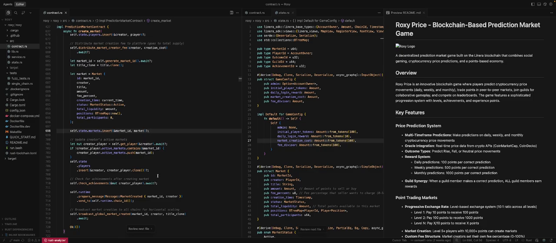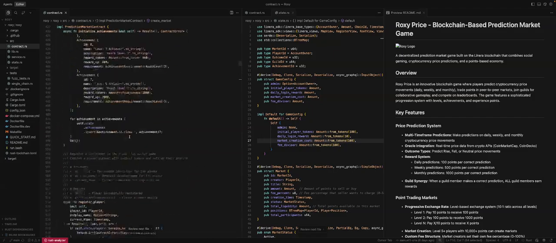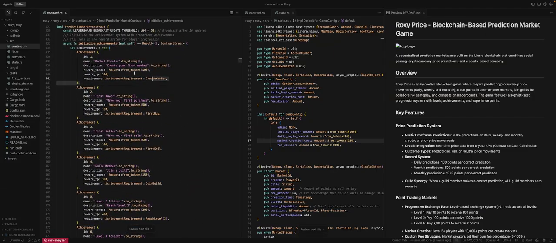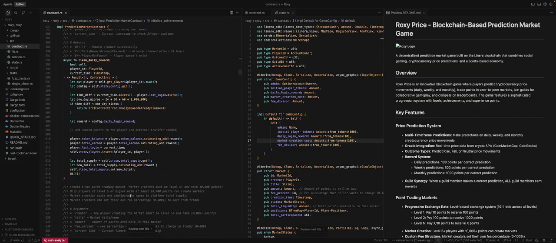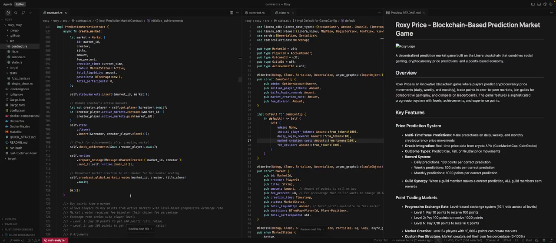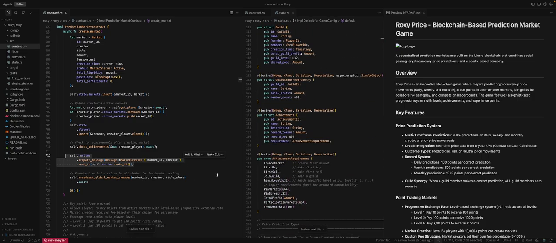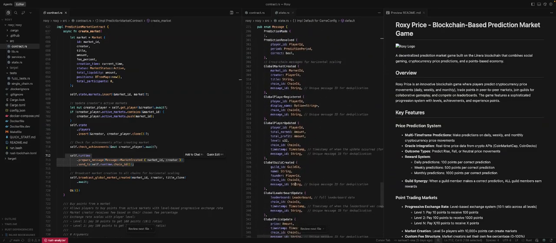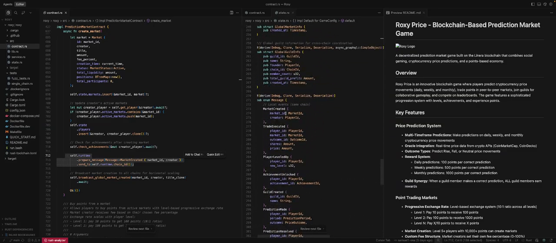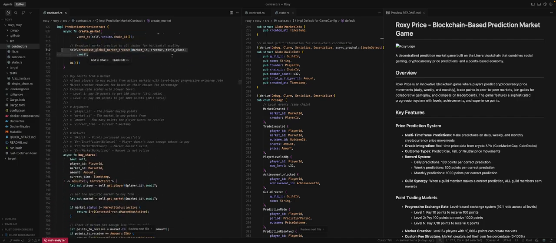Check for achievements after creating markets. The achievement will be given when you create markets. The first achievement, market creator, will be given to the player. Then you prepare the message. What happens here is it prepares the message, that is the market executed message above. Let's see this: the market ID and the creator. This is the message, and then you broadcast it to all chains: the market ID, the creator, and the title of the market. So that was the description, basically.